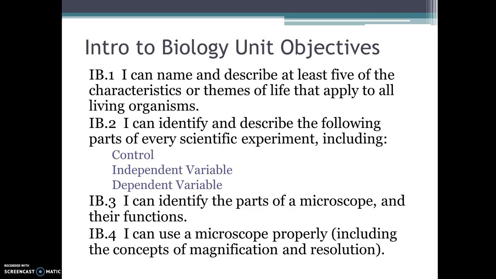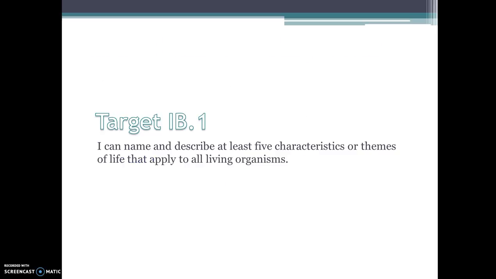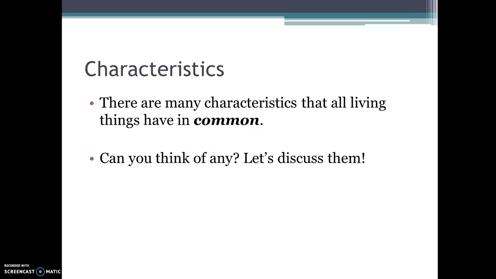So in this particular unit, there's 4 learning targets that you're going to focus on, and in this lesson we're going to focus on the first one, which says that you should be able to not only name but also describe at least 5 characteristics or themes of life that apply to all living organisms. So if you think about all living things, from the bacteria that live in your mouth to a redwood tree to maybe your dog, there's characteristics that all of those things have to have in common. So we're going to go through those one by one.